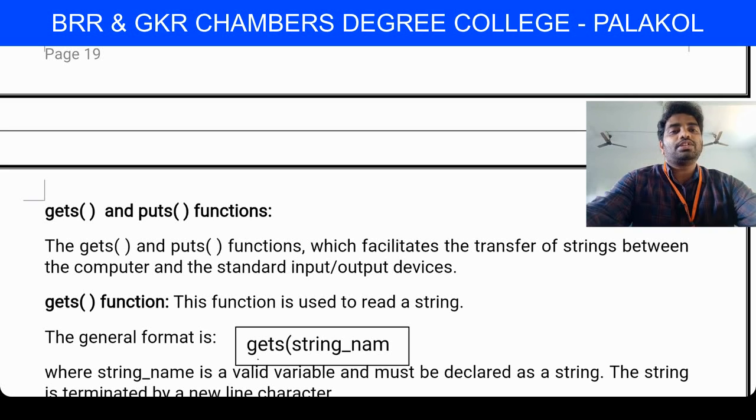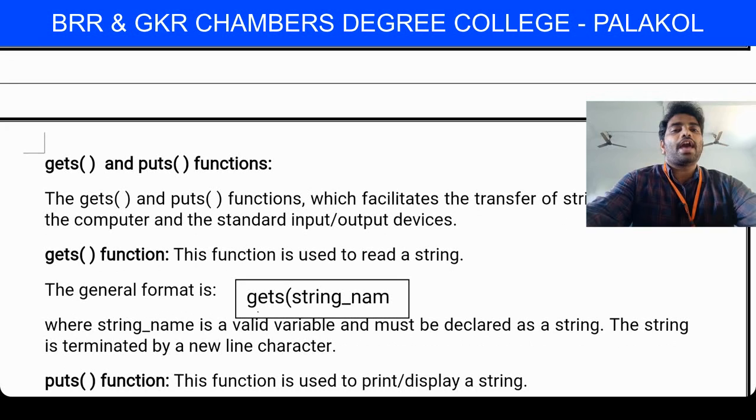The gets function is used to read a string. The general format is gets, open parenthesis, string name, closed parenthesis, semicolon, where string name is a valid variable and must be declared as a string. The string is terminated by the newline character. This is the example: gets, open parenthesis, string name, closed parenthesis, semicolon. Example: char name with a single subscript, semicolon. Then gets, open parenthesis, name, closed parenthesis, semicolon. That is the example. Next one, puts.